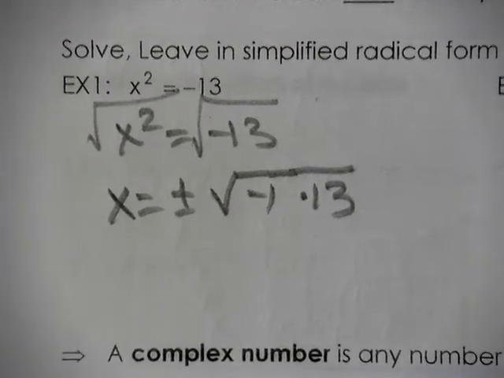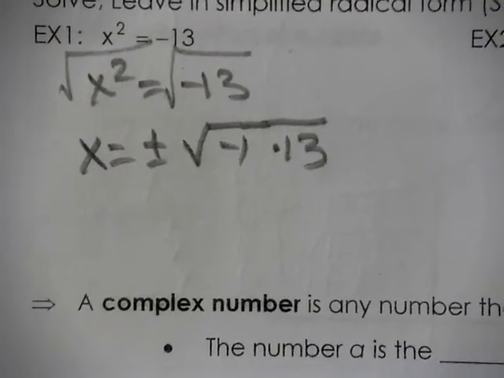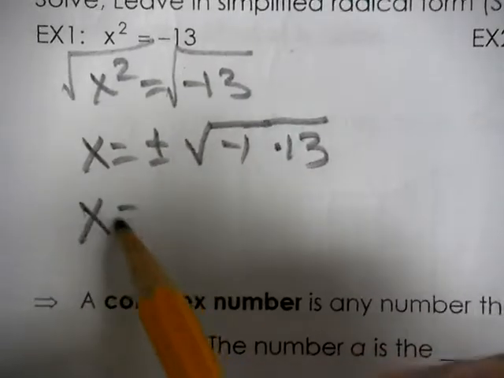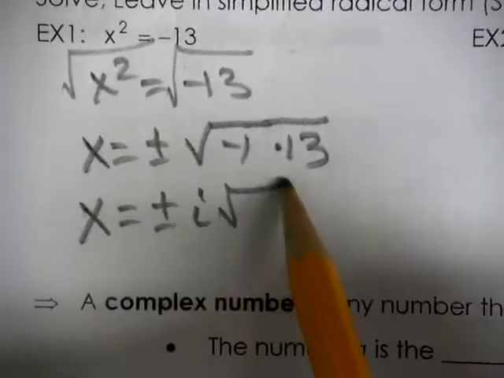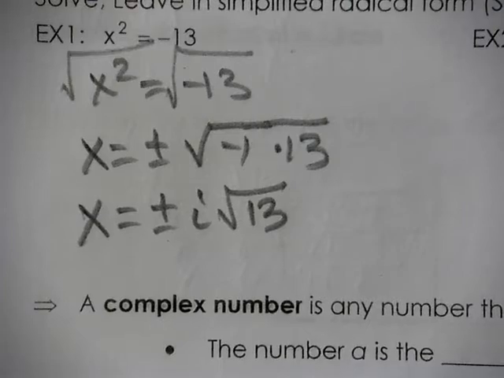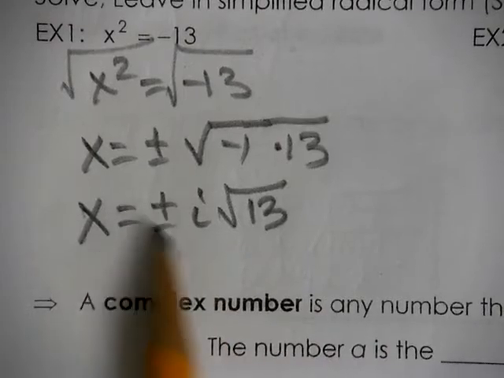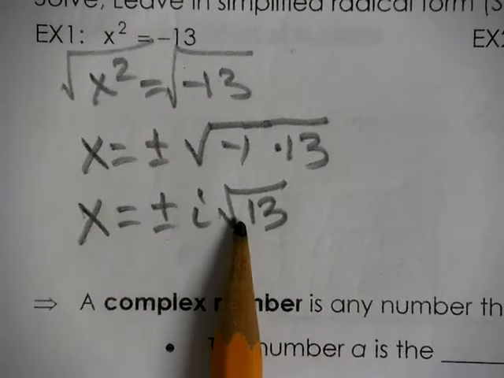Well, you know now that i is the same thing as the square root of negative 1. So we separate that square root of negative 1, and we call it i, and then we just have the square root of 13. 13 doesn't break down, so we're done. That's our answer. We want the i after the plus or minus, but before the radical.